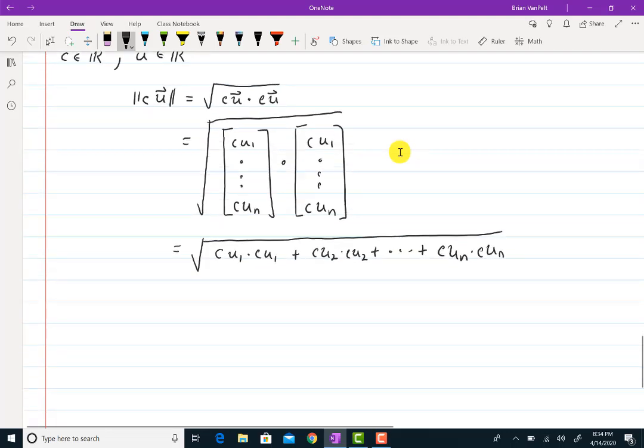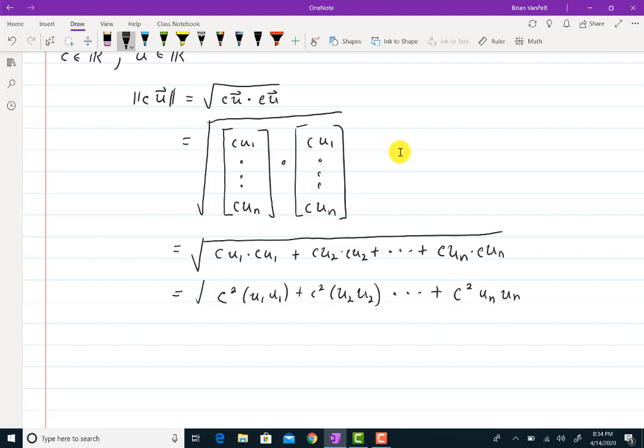Now, from all that, notice that because of the distributive property that I mentioned earlier, I can write this as c squared times u1 squared plus c squared times u2 squared all the way until I get to c squared un squared. Now I'm going to factor the c squared out of all this stuff. And what will be left? You'll have u1 squared plus u2 squared plus un squared.